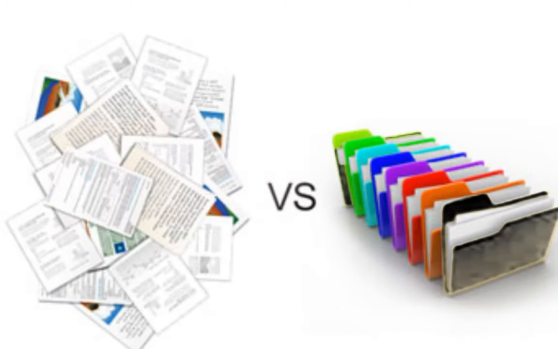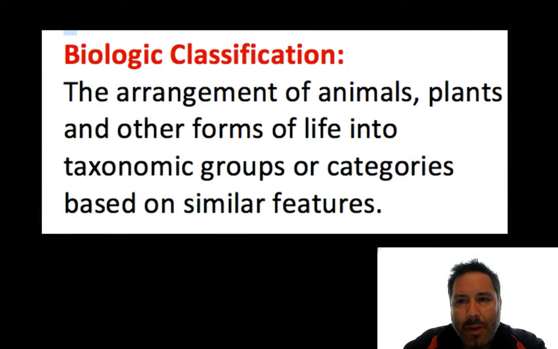Classification. This graphic might help you visualize classification. So, we kind of just have a mess on one side and we have organization on the other side. So, what's the definition of classification? Well, in terms of biology, we can say it's the arrangement of animals, plants, and other forms of life into taxonomic groups or categories based on similar features.